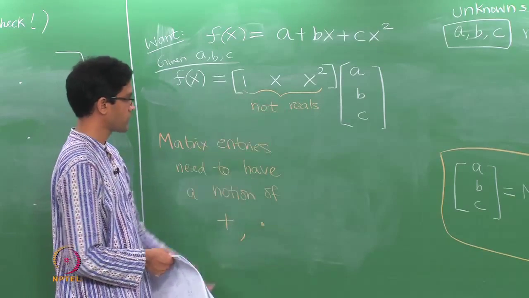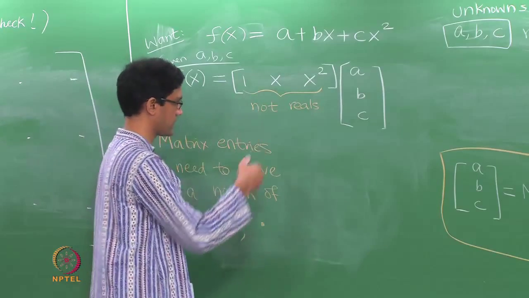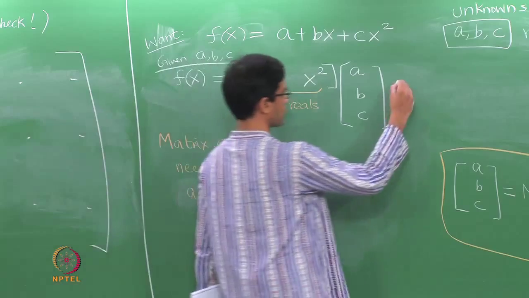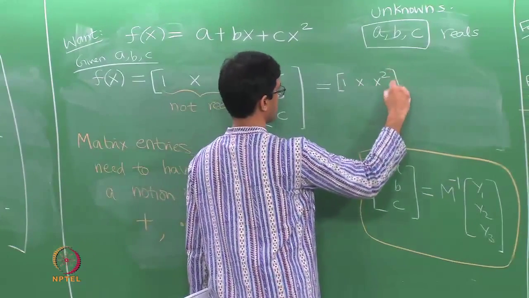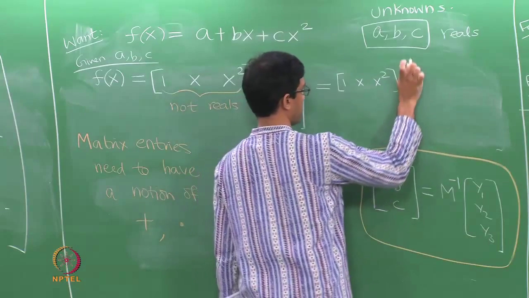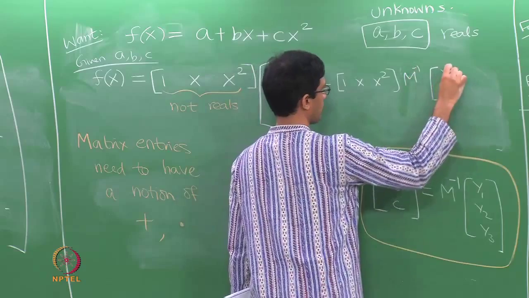Okay, so let's get back to this. We know that the polynomial is just 1, x, x squared times the vector a, b, c. So we could go ahead and say this is just the vector 1, x, x squared times the matrix M inverse. Remember, a, b, c is just M inverse times y1, y2, y3.